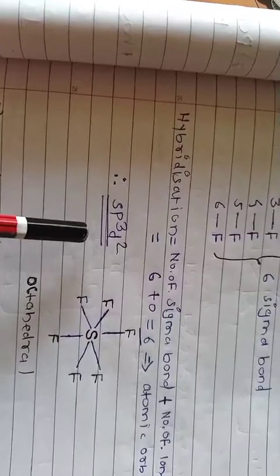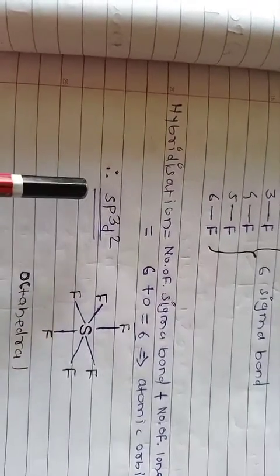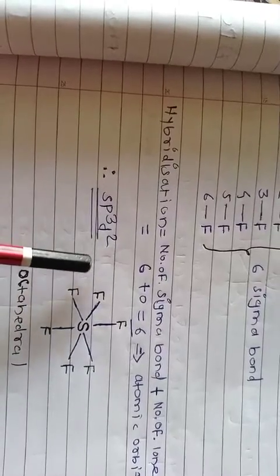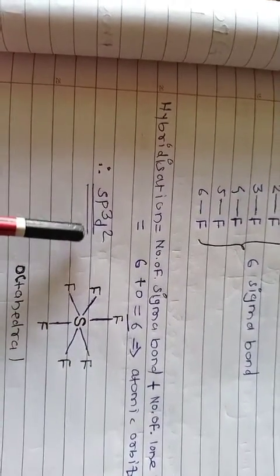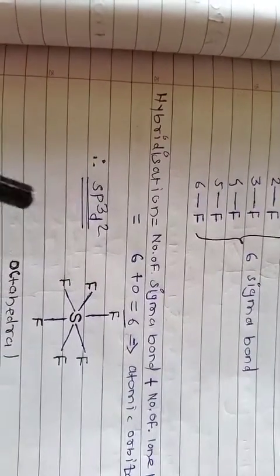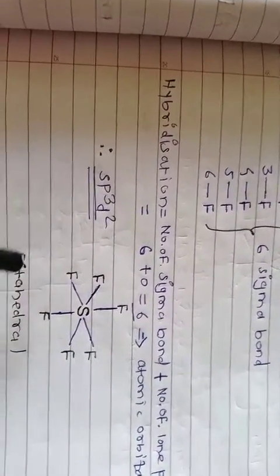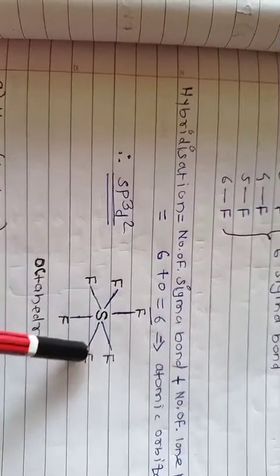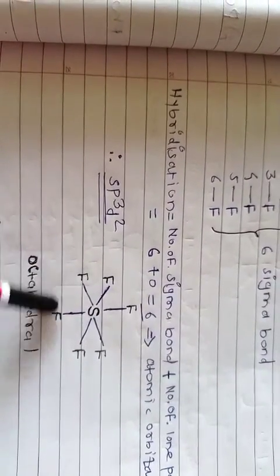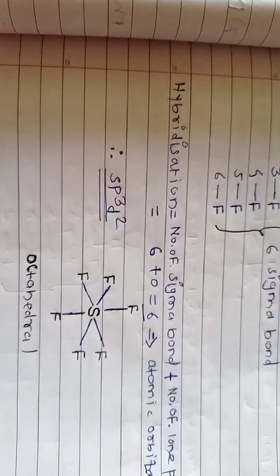Therefore the hybridization is sp3d2. sp3d2 means 1 s, 3 p orbitals and 2 d orbitals, a total of 6 atomic orbitals. Therefore the hybridization of hexafluorosulfur is sp3d2, and the possible structure of hexafluorosulfur is this, and the geometry of the example is octahedral.